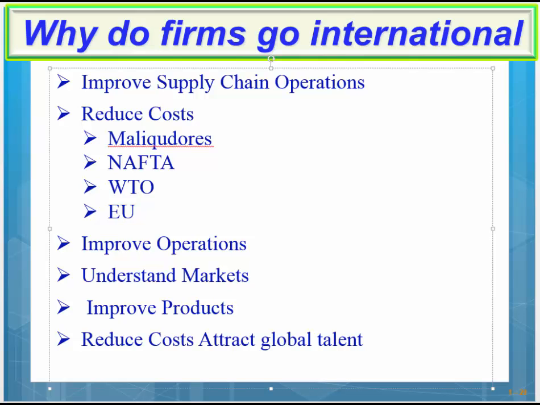And then there's the European Union. And again, we don't know the effect of Brexit, but the idea was to reduce some of the trade barriers amongst the European countries that were participating in the EU.